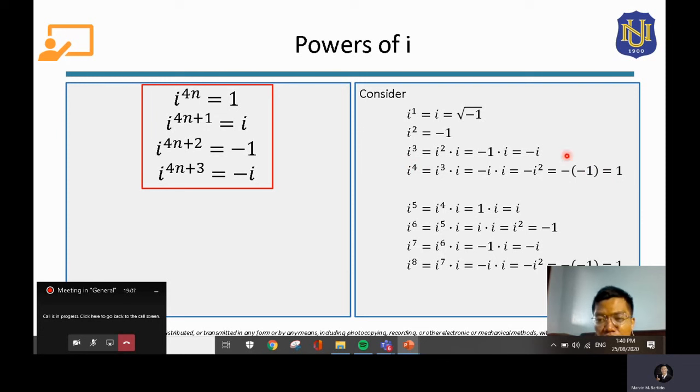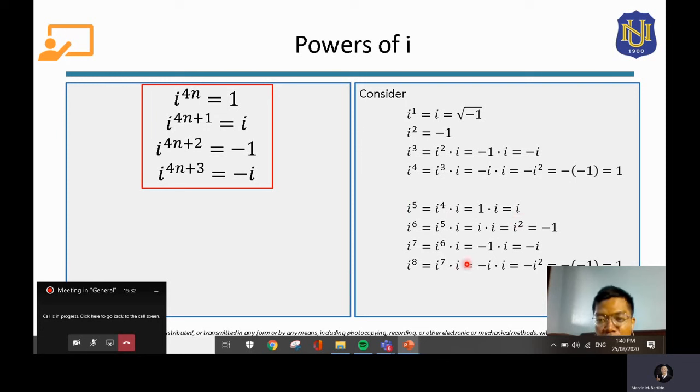So continuing this, let's say i raised to the fifth. If we're going to solve for i raised to the fifth, we can factor this into i to the fourth times i, wherein we know that i to the fourth is 1 and i is i. So 1 times i will give you i. So we now know that i to the fifth is actually i.